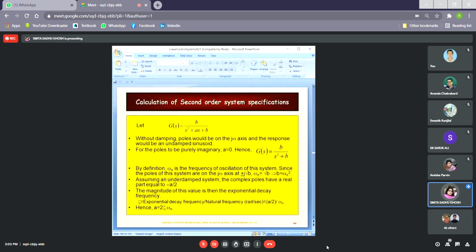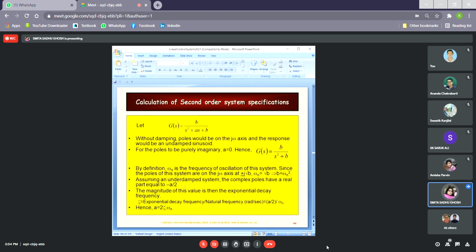Now, assuming an underdamped system, so that was for an undamped system when the damping ratio is equal to 0. For an underdamped system, complex poles have a real part equal to minus a by 2. Right, so this is the transfer function that we are speaking of. If you break it up into the complex poles, you would find that the complex poles would be at minus a by 2 plus minus j root b. So over here, the real part is at minus a by 2.